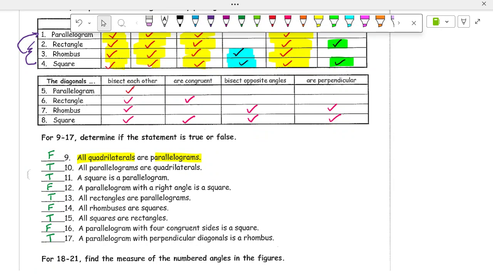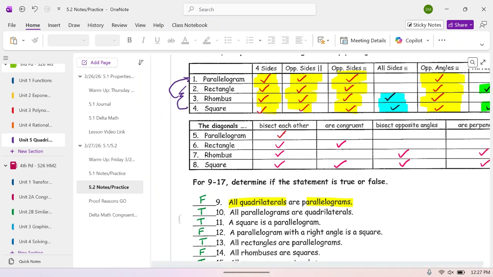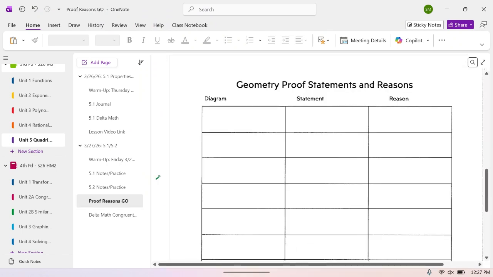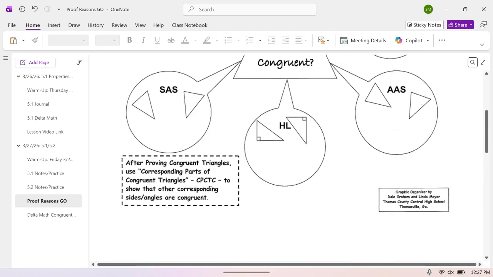All right. Now, we're not going to get into the meat of proofs until Monday. But today we're just going to review the basic triangle stuff because you're going to need that for quadrilateral proofs, as well as talk about some basic proof statements and reasons. All right, so you need that blue sheet. All right, so first off, I want the front.